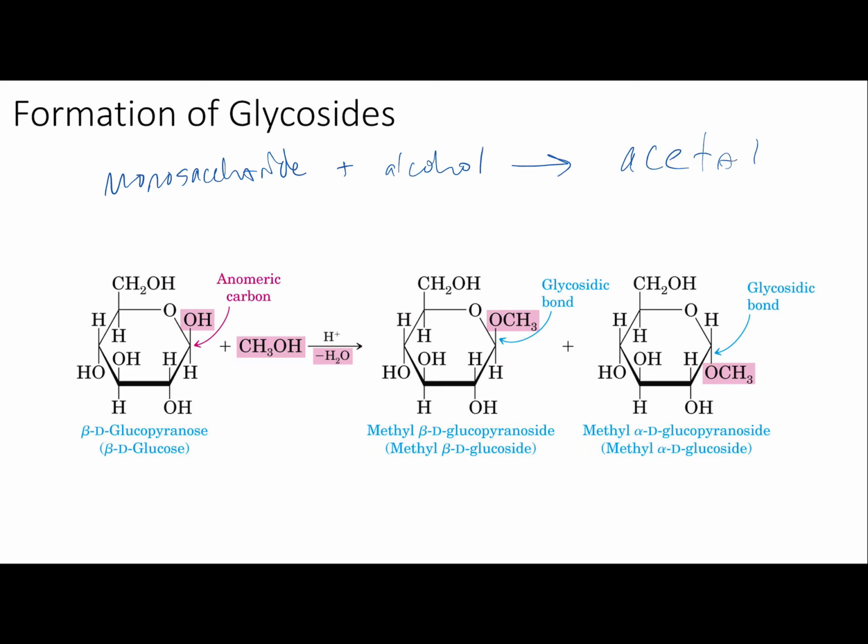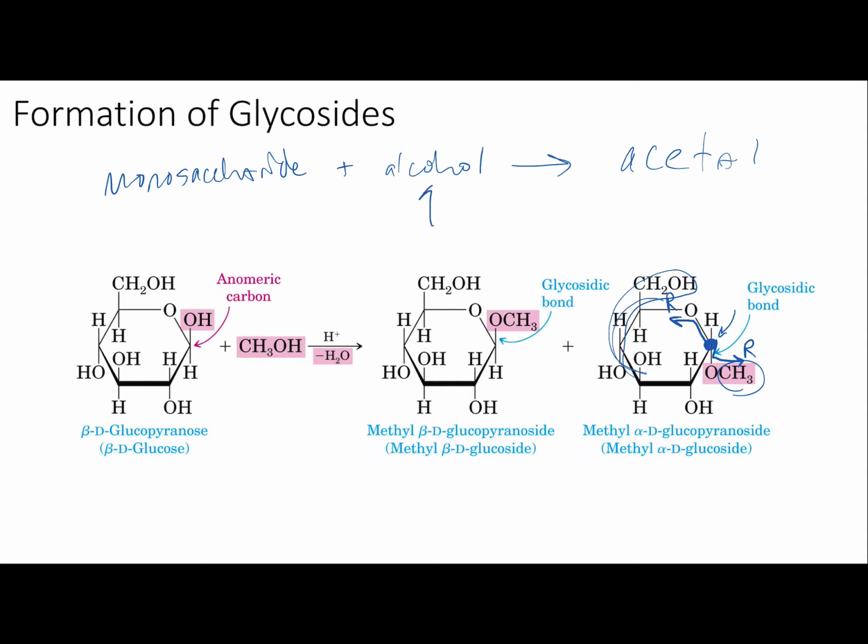An acetal is a carbon that has two ether groups attached to it, right? COR on one side, COR on the other side. The R here is everything that this O is attached to. The R here is just the CH3. But there were two O's attached to that same carbon.